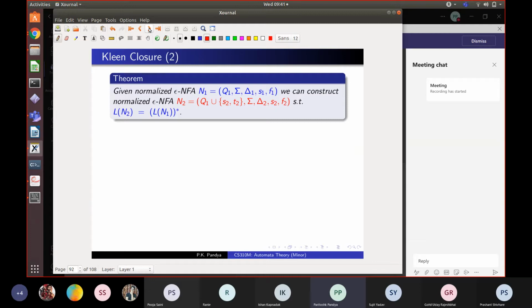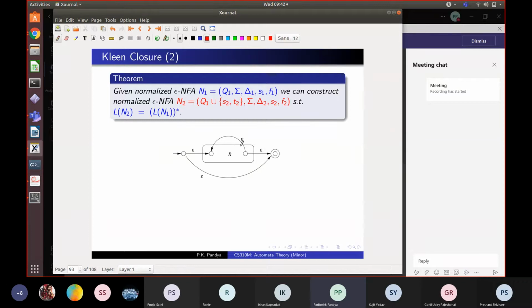So the claim is this: given a normalized NFA N1, we can construct a normalized NFA N2 such that the language of N2 is the Kleene closure, or star closure, of the language of N1. It will do this infinite union business just by automaton operation, and the construction is given here.